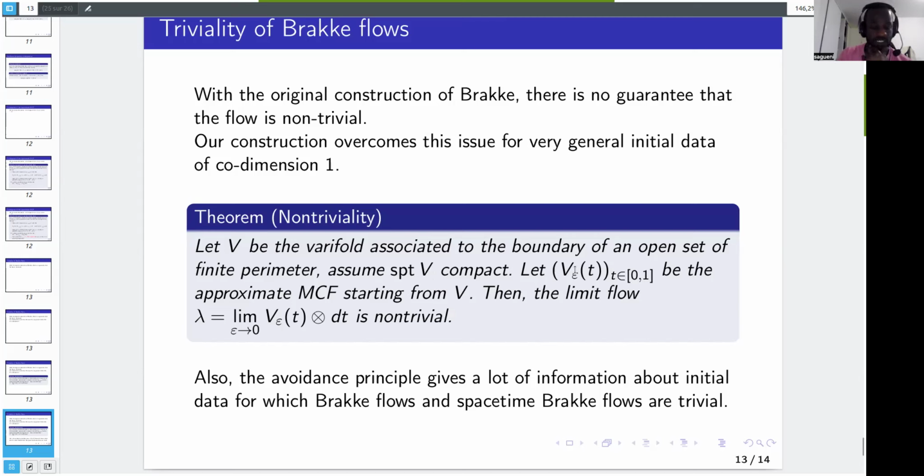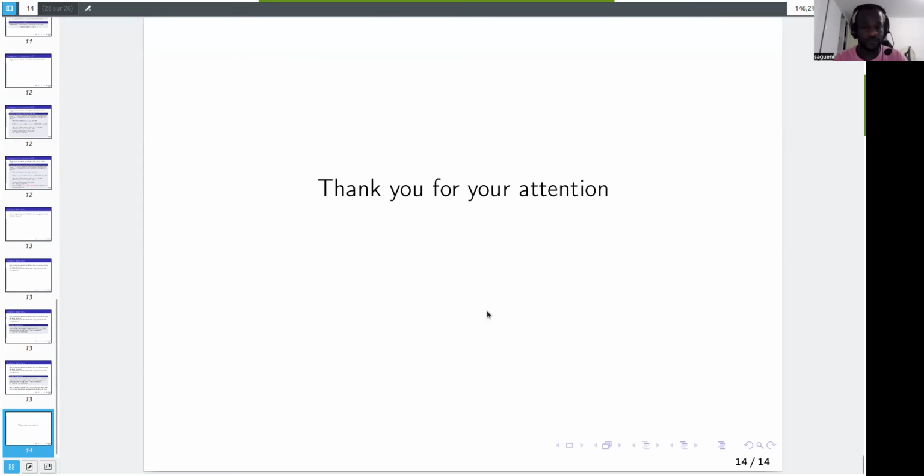You consider this formal solution to the Cauchy problem. When you take epsilon to 0, the limit is not trivial, because you have a volume inside that is going to control your evolution. This was proved by Brakke in the set of Brakke flows, and the same proof works fine for space-time Brakke flows, which are Brakke flows where we have a mean curvature which doesn't see the object at time t, but sees the whole evolution. This is more or less what we have done. Thank you for your attention.